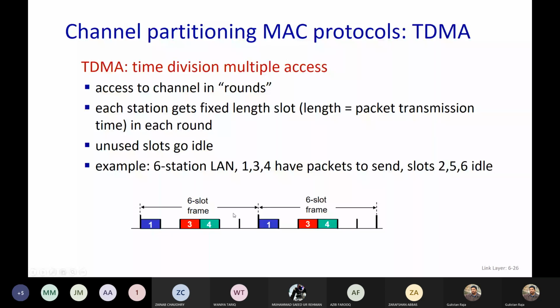Look at the next thing. In the next 6 time slots, more or less the scenario repeats. Station 2 and 4, 5, 6 again have no data to send, so those slots are idle. So this is a disadvantage of TDMA, that if a certain node or station doesn't have anything to send, that slot remains idle or wasted. So this is what we call TDMA. Have a look at it.